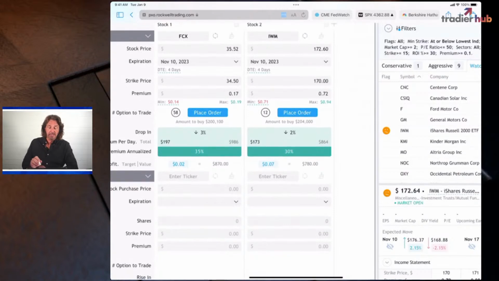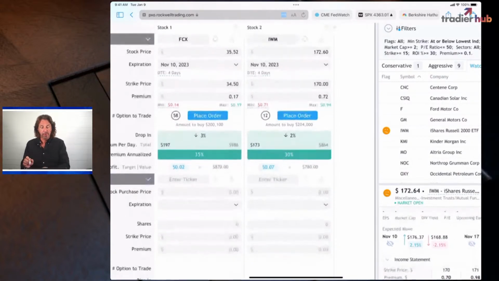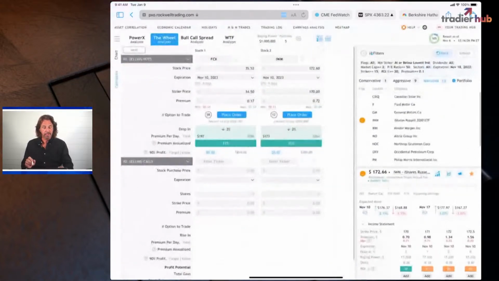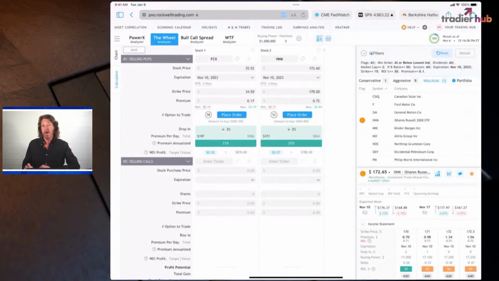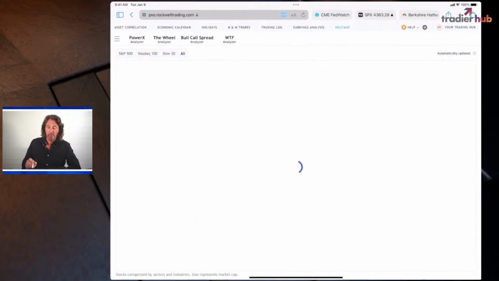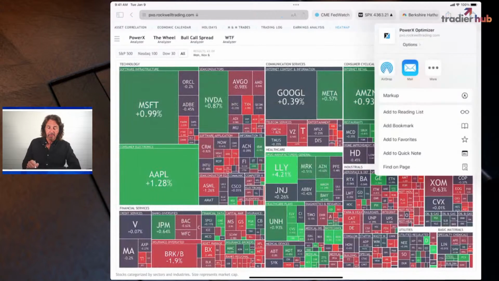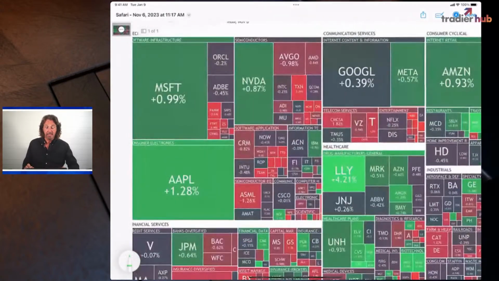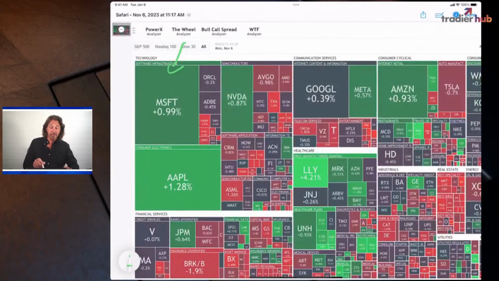And now let's actually talk about the third way. Let me see if I can zoom out a little bit, of how we can find stocks. And this is where I'm looking at the heat map. When I'm looking at the heat map, I see that a lot of stocks are in the green today.